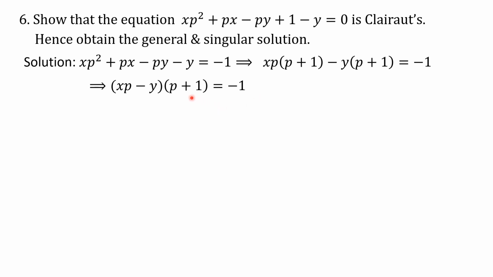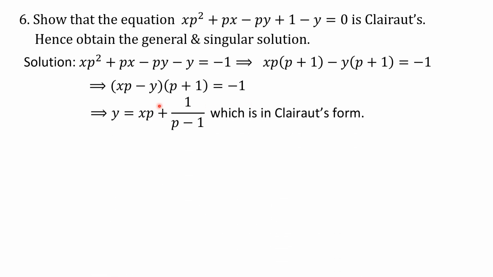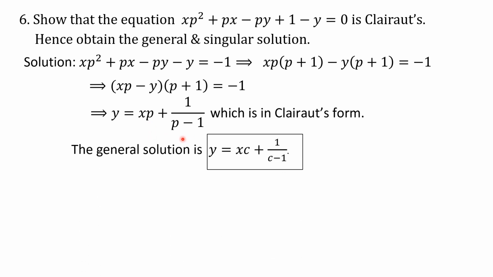Or from this, p plus 1 you can take to the right hand side. So xp minus y is equal to minus 1 over p plus 1. Or rearrange, we'll get y is equal to xp plus 1 over p plus 1. So is it not in Clairaut's form now? So clearly this is in Clairaut's form. So this much we have to do first. Once you bring it to Clairaut's form, now the work is as usual. So the general solution is replacing p by c. So what is that? y is equal to xc plus 1 by c plus 1.